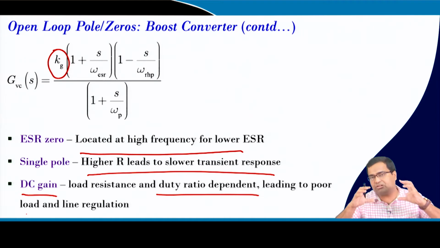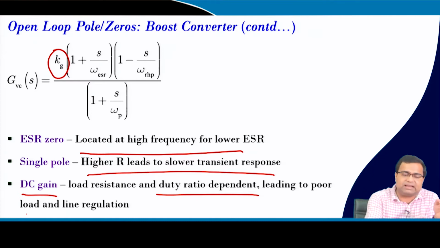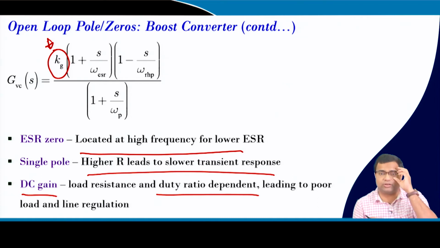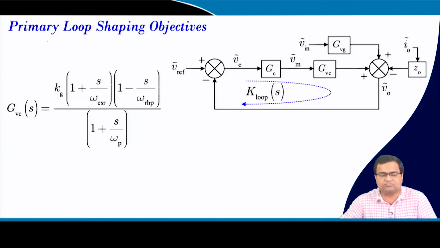Even though current mode control has excellent line regulation, for the boost converter it is not as excellent as in a buck converter. It is better than voltage mode, but because there is a dependency in the closed loop, that means the DC gain has a duty ratio dependency. So, if there is a change in input voltage, the duty ratio will also change. As a result, there will be a slight shift in the DC gain of the control to output transfer function.